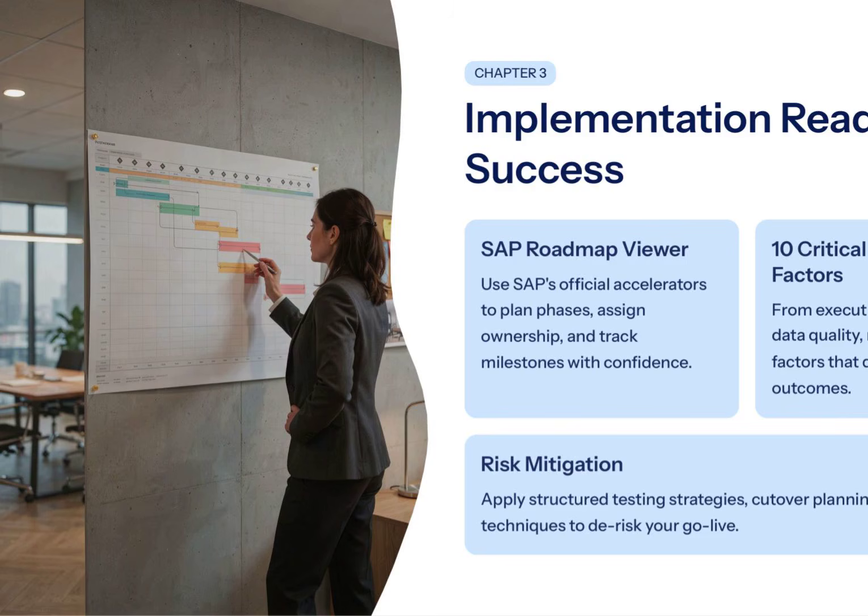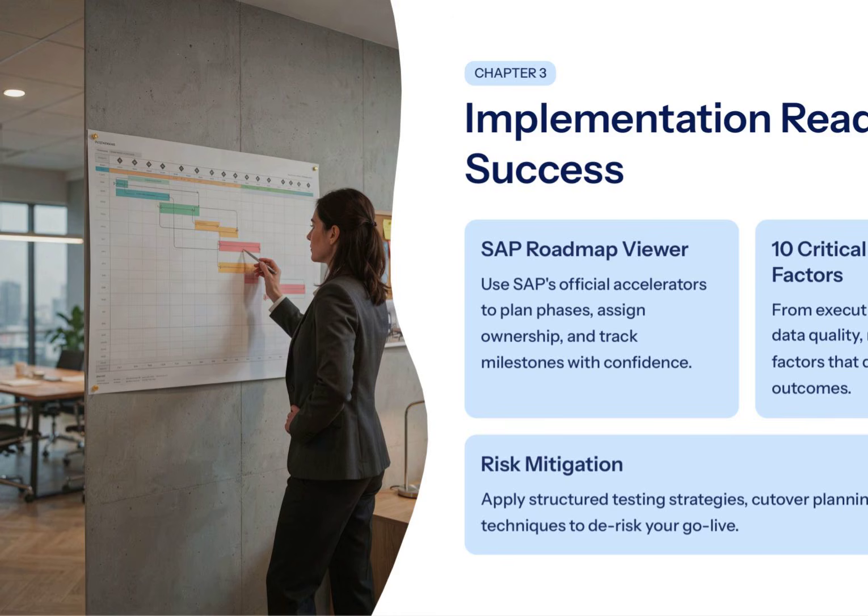The implementation process for a new system can be complex and time-consuming. To mitigate this complexity, SAP has developed an implementation roadmap that provides a clear path forward. This roadmap outlines the critical success factors necessary for successful implementation, including risk mitigation strategies. The roadmap also includes tools and resources to help plan phases, assign ownership, and track milestones with confidence.